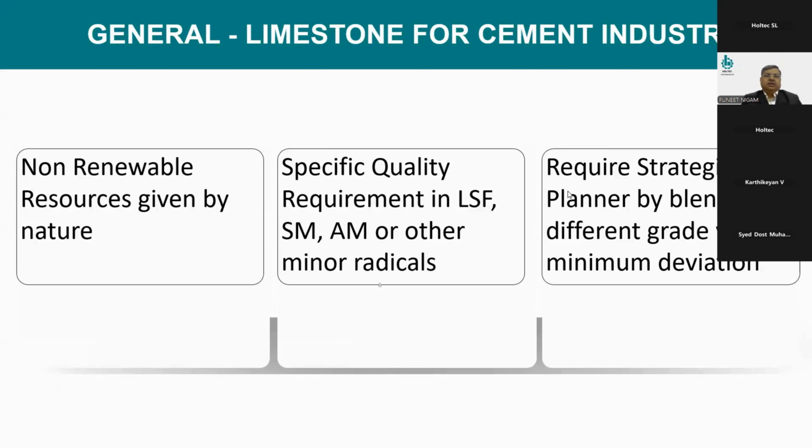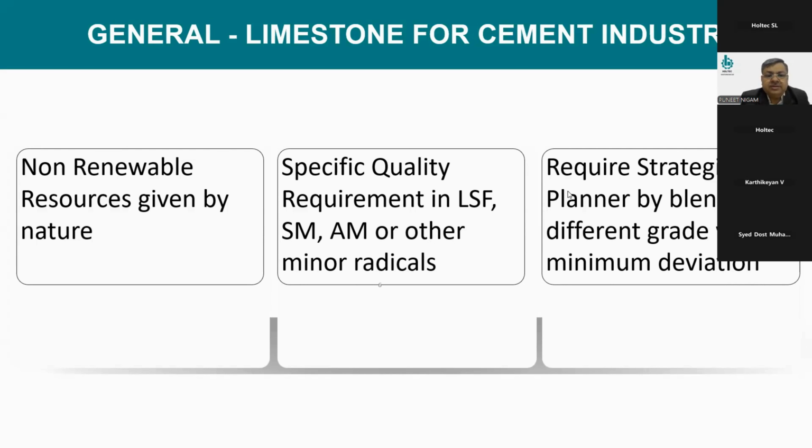So this limestone, which is the major raw material for the cement industry, has three things that are unique for the cement industry. First is that it is a non-renewable resource. So when limestone is used, we have to use it judiciously. Otherwise, we will waste the limestone and we cannot renew it. It is given by nature, so how best we can use it for the cement plant, that we have to look at.